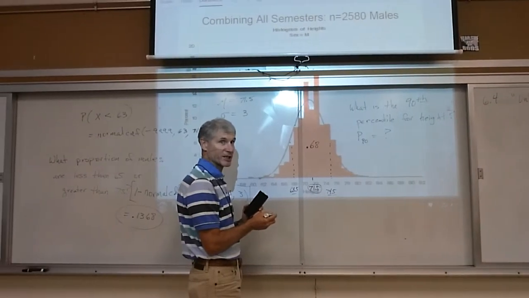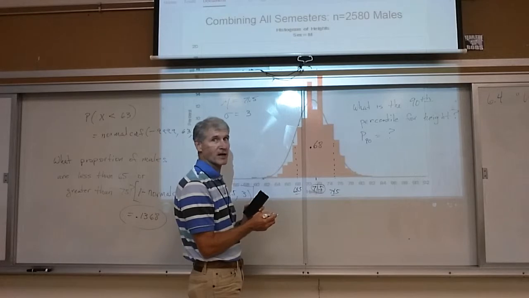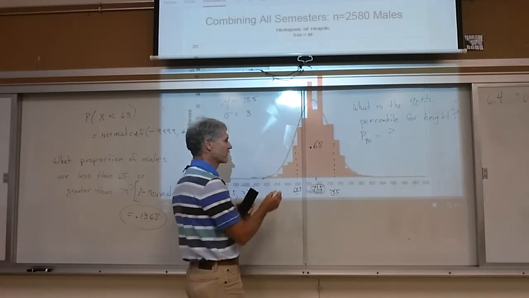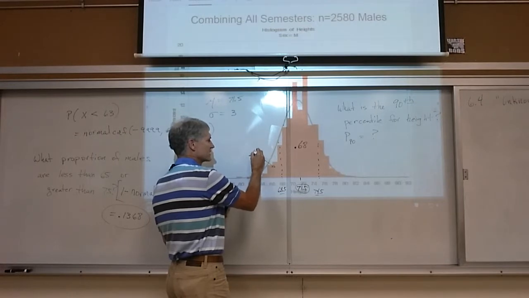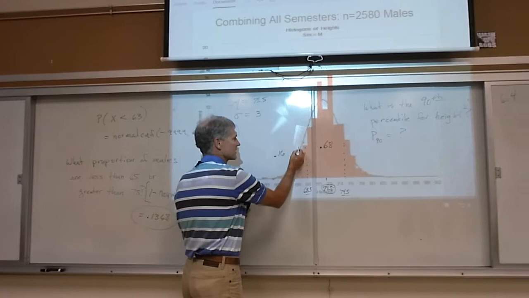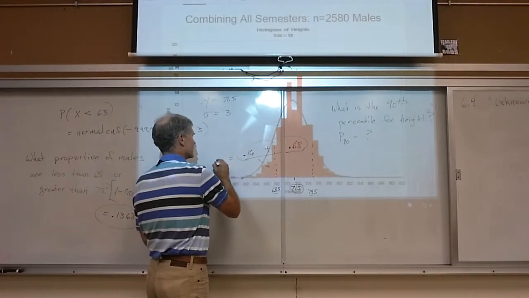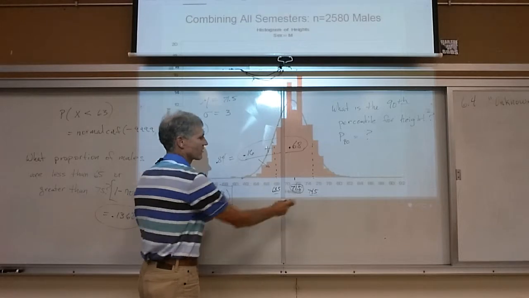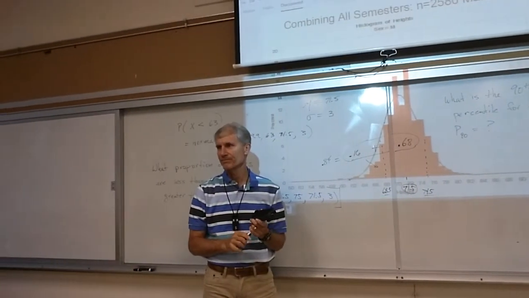So how much is not in between? 0.32. So I call that the leftover area. Half of that leftover area is going to be down here. So half of 32 is 16. So add those two things together, and you get 0.84. So that number, 74.5, is the 84th percentile.